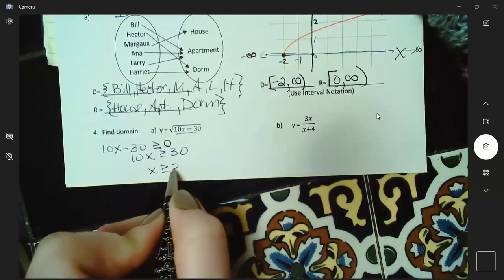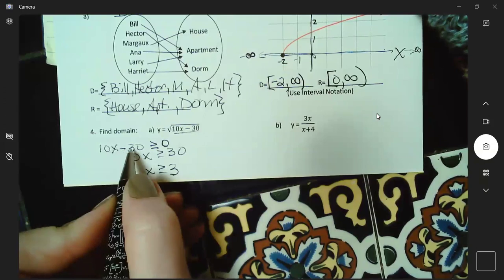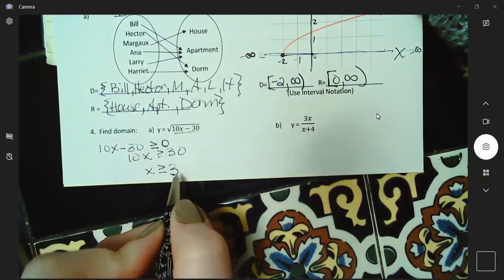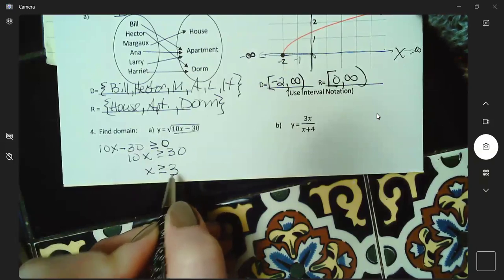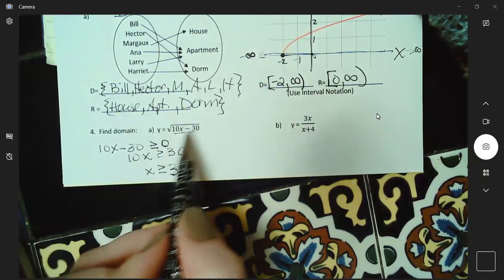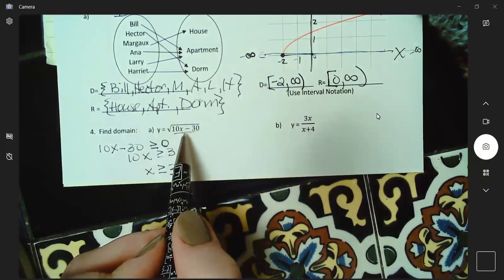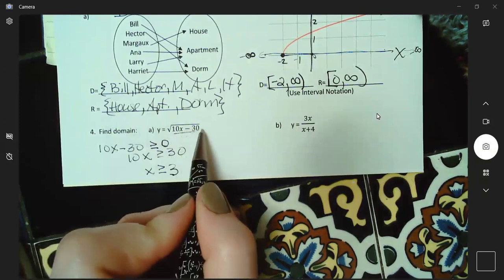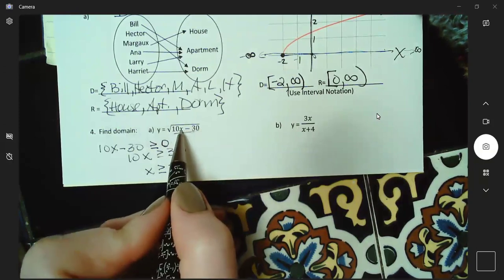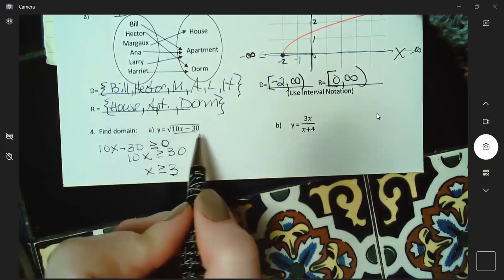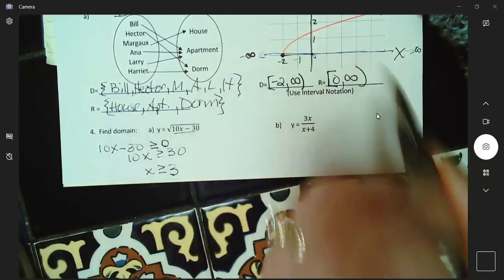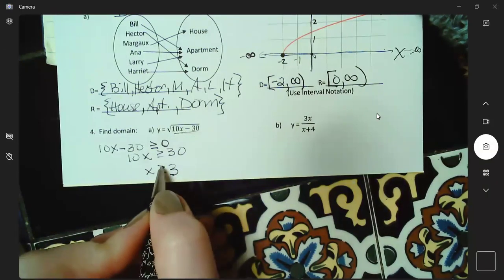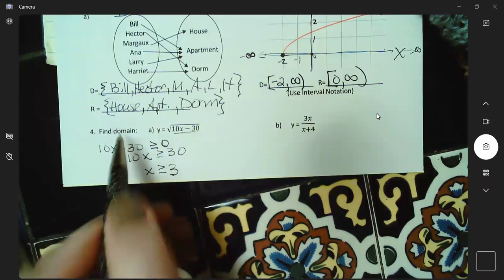So for 10x minus 30 to stay non-negative, I have to choose x values that are greater than or equal to 3. So 3 is the lowest x value I could choose, plug it into that expression and get something I could use to graph. Like if I put in 3, 10 times 3 is 30, minus 30 is 0. So when I put in 3 for x, the value that computes for y is 0. So (3, 0) would be a point that I could use there. As long as it's 3 or bigger than 3, that could work for the domain.